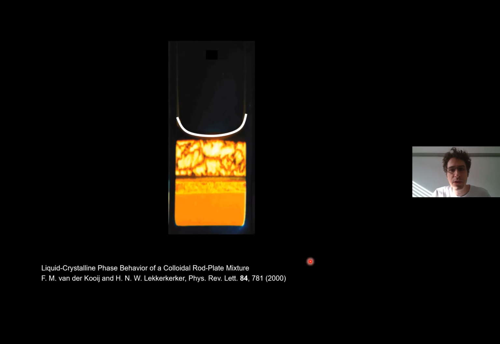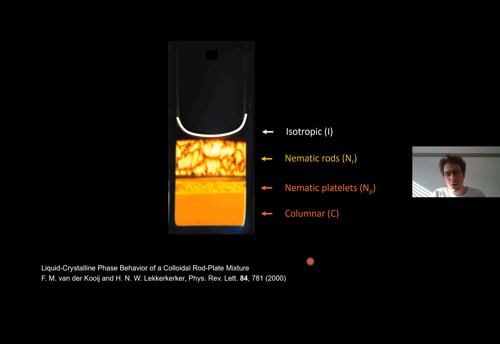For example, look at this one. This is a stacking sequence where there is a nematic of platelets, there is a nematic of rods, there is an isotropic state as before, but there is also a bottom columnar phase, which is rich in platelets, and there is a middle phase, what they call an X phase, which is likely a smectic phase, and it is rich in rods.